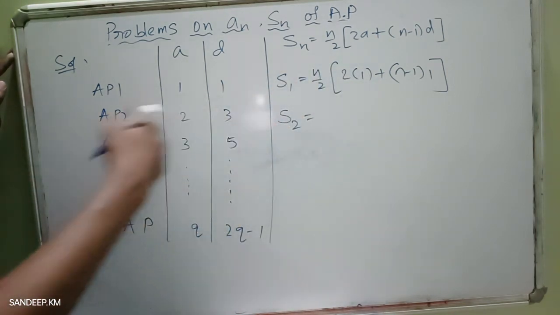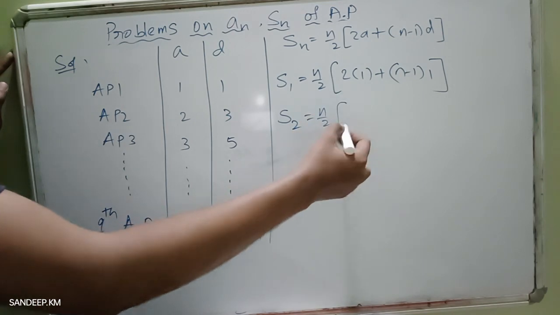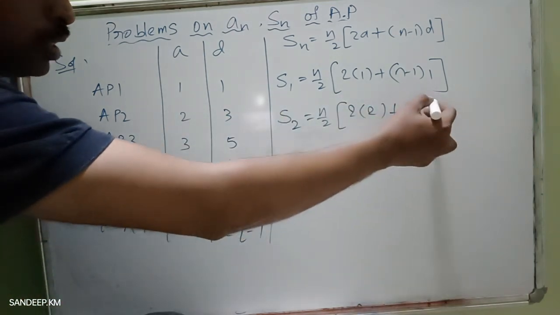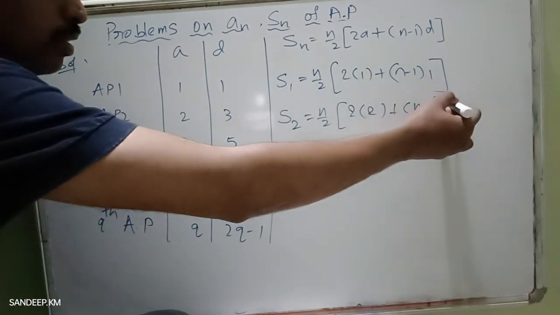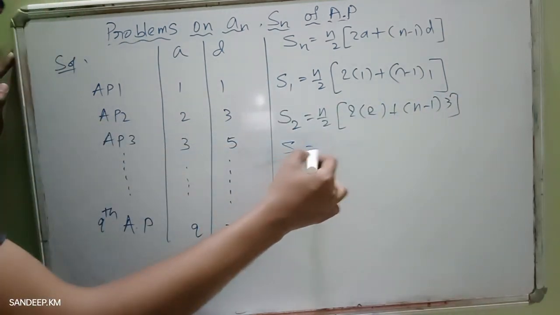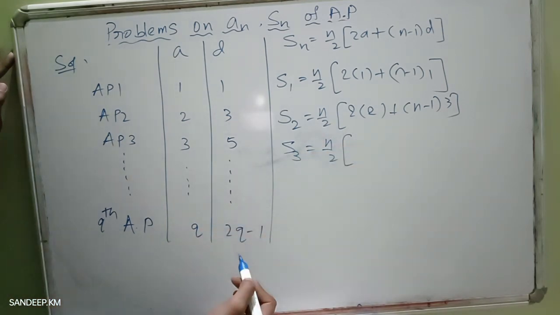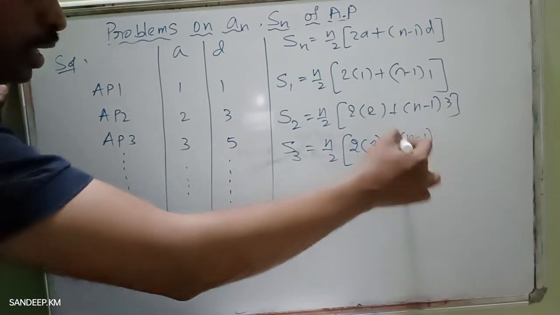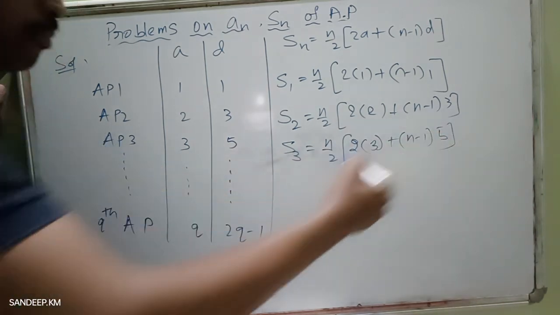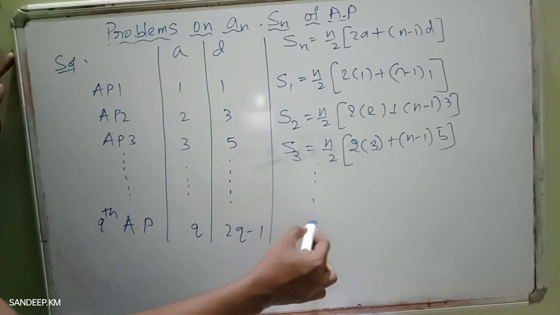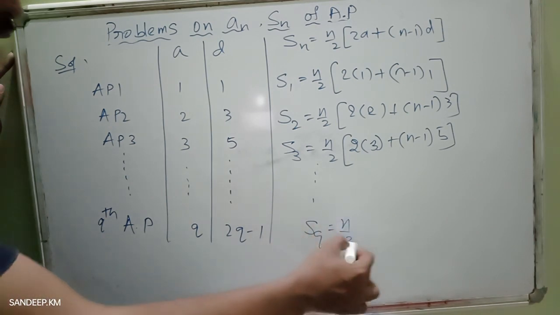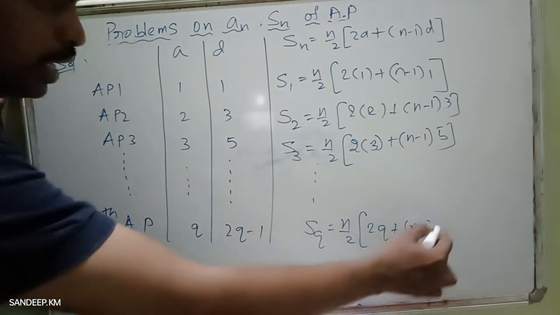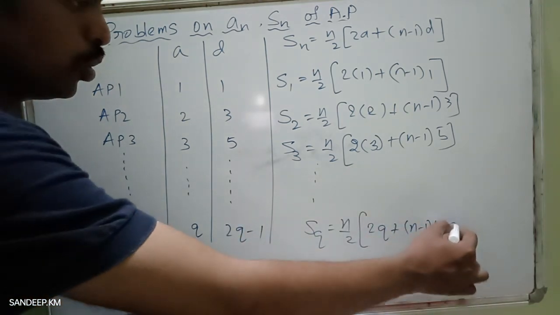S2 is what? Sum of n terms of the second AP. What is it? n by 2 into (2a, because a is 2 here, plus (n minus 1) into the common difference, which here is 3). Next, S3 is equal to n by 2 into (2a, a is 3 here, plus (n minus 1) into the common difference, which is 5). And so on. What is Sq? Again n by 2 into (2a, 2a means 2q, plus (n minus 1) into the common difference, which is 2q minus 1).